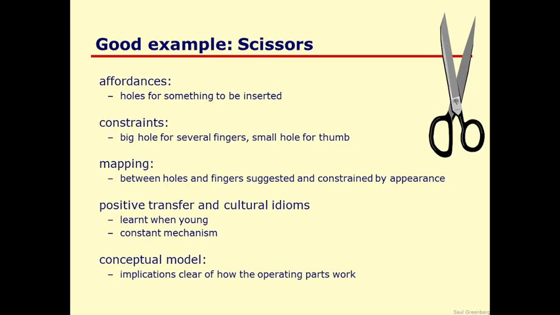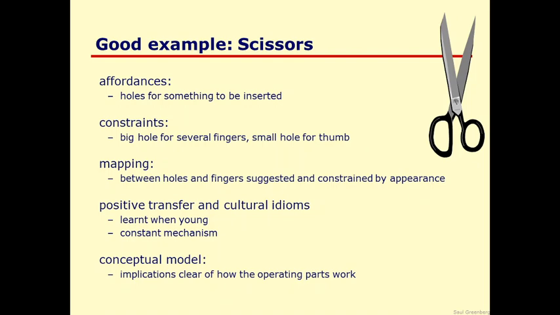It's a good example of scissors. When you hold the scissors, it shows which finger should go in which hole and how it works. So it has correct affordance: holes for something to be inserted, constant big holes for several fingers, and a small hole for a thumb. So it won't accept more than one thumb at a time. Really good mapping between holes and fingers suggested the constraint by appearance, what it is supposed to do.